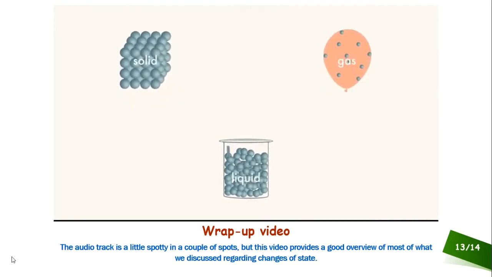Remember, all of these particles are moving. They have kinetic energy, which is the energy of movement. Solids have the least kinetic energy, liquids have more, and gases have the most. So to change the phase, you can alter the pressure or temperature to get the desired state of matter.